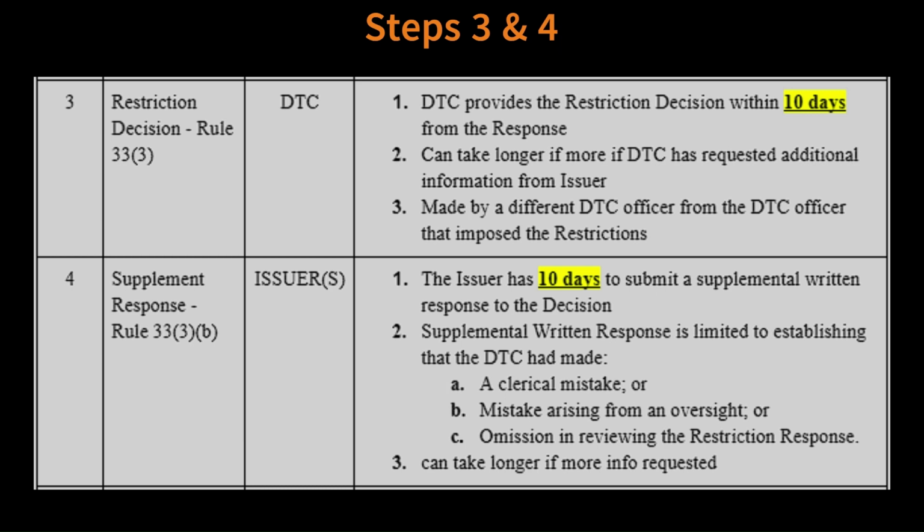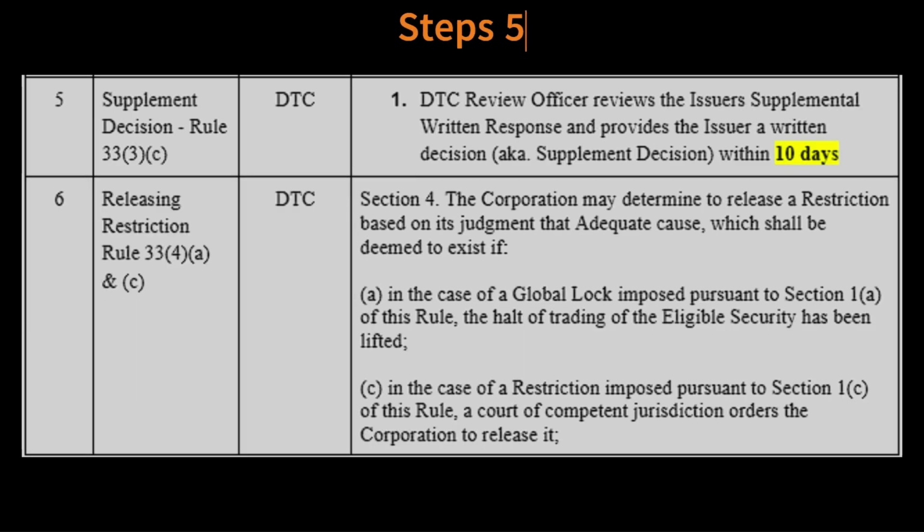In the 4th step, the issuers get to submit a supplemental response to the DTC restriction decision on grounds of a clerical mistake or mistake arising from an oversight or omission within 10 days from receiving the decision. In the 5th step, the DTC will issue a decision taking into account the supplemental response, the final verdict. In the 6th step, the DTC may release the restrictions if FINRA lifts the halt or a court issues an order directing the release of the restriction.